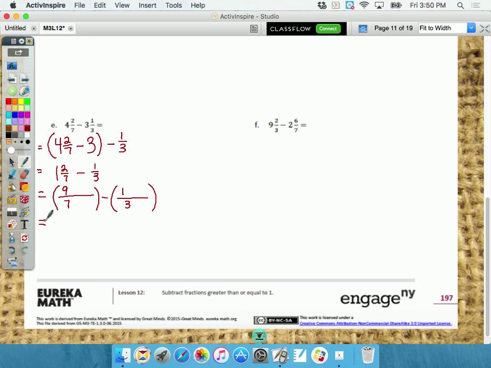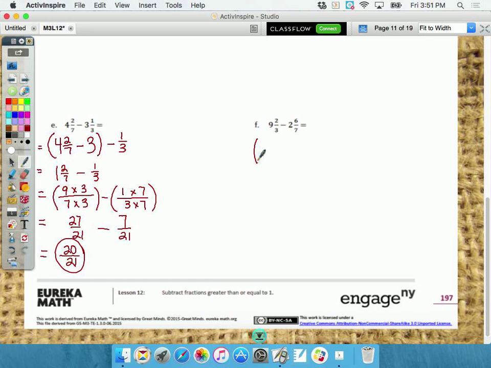Common denominator for 7 and 3 is 21. 7 times 3 is 21. 9 times 3 is 27. 3 times 7, 1 times 7. Now remember, I already got rid of my 1 because I changed it to 7/7, and that gave me 9/7. So I don't have to worry about adding it in. My answer is 21/20.